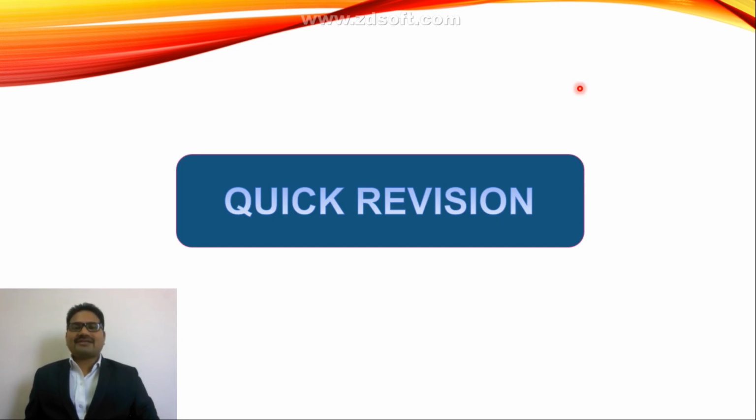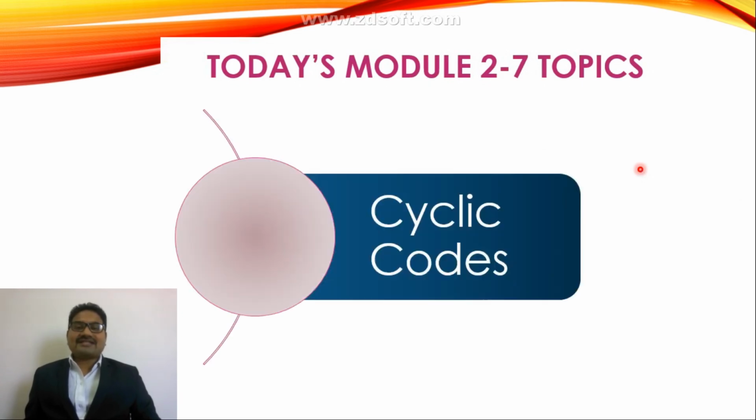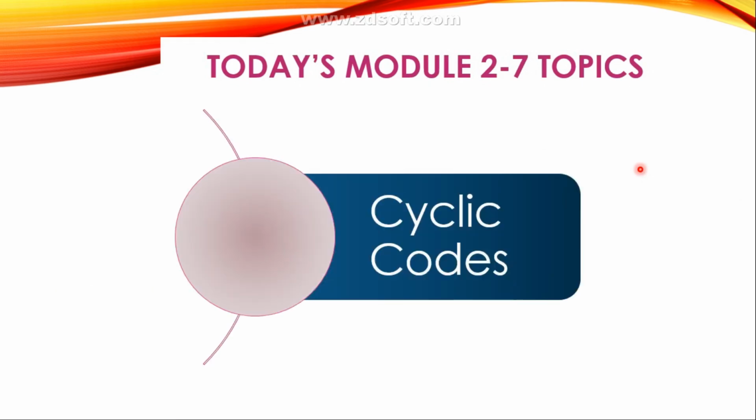What happens if there is a single bit error? If there is more than one bit error, and we increase the redundancy, then how will the receiver be able to detect as well as correct the error? So let's start with today's topic. Today we are going to study cyclic codes.